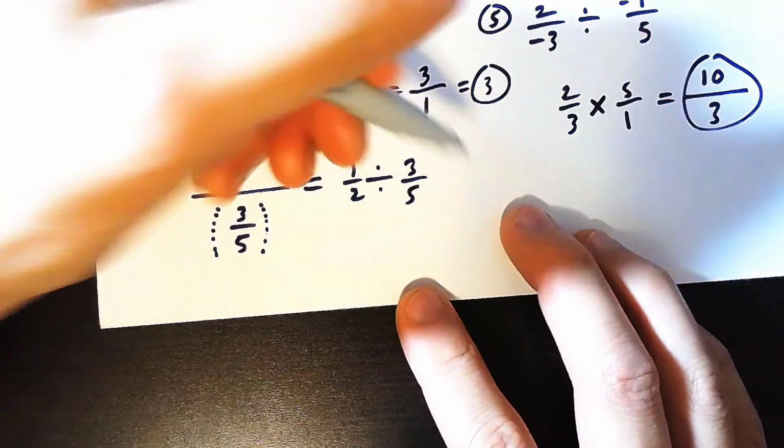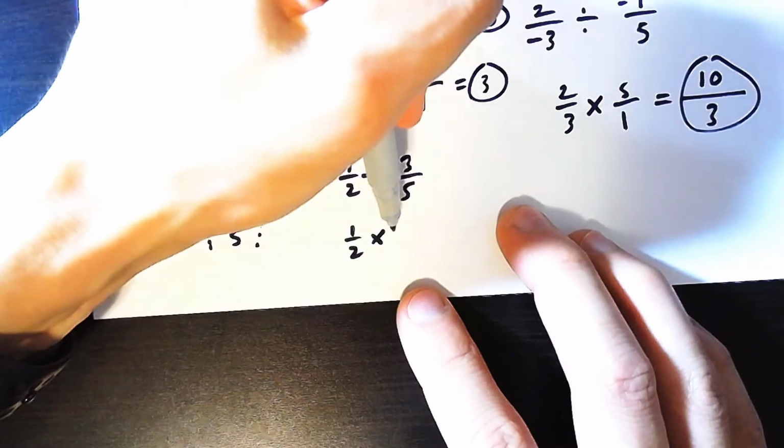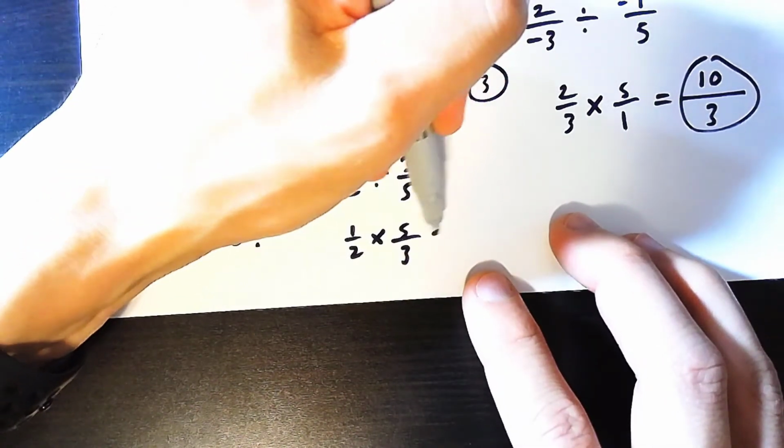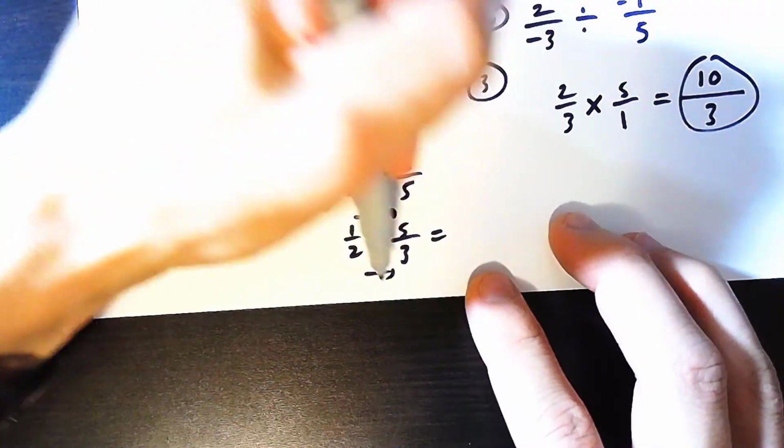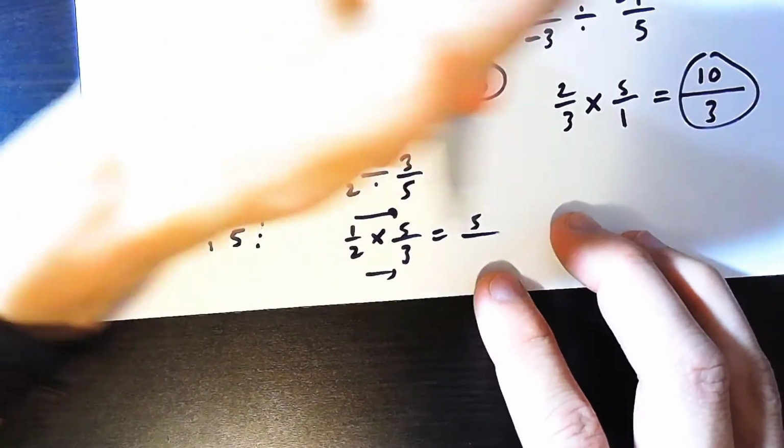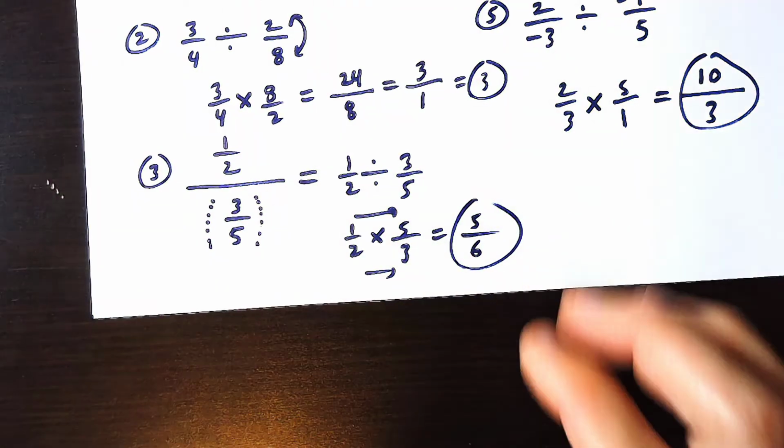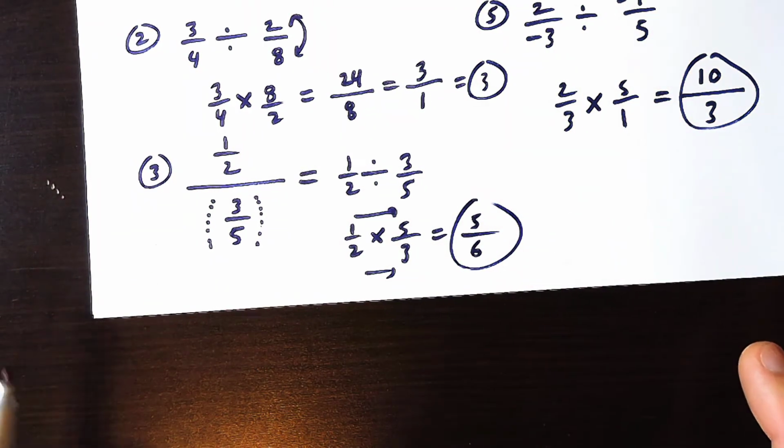And just like before, we're simply going to write 1/2 multiplied by the flip, which is 5 over 3. You multiply across. 1 times 5 is 5, and 2 times 3 is 6. Great job. So remember how to multiply and divide fractions.